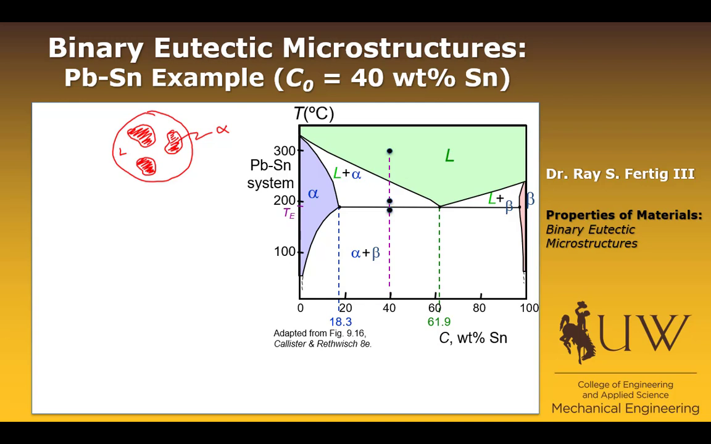Okay, so let's recall the microstructure we just got done doing. This was from point 2, which was just right above the eutectic line. So there's point 2. Now we want to ask the question, what happens here at point 3? At point 3, we do the same thing we've always done. We draw a tie line, which now is just the eutectic line, and we can just read off that tie line the composition.